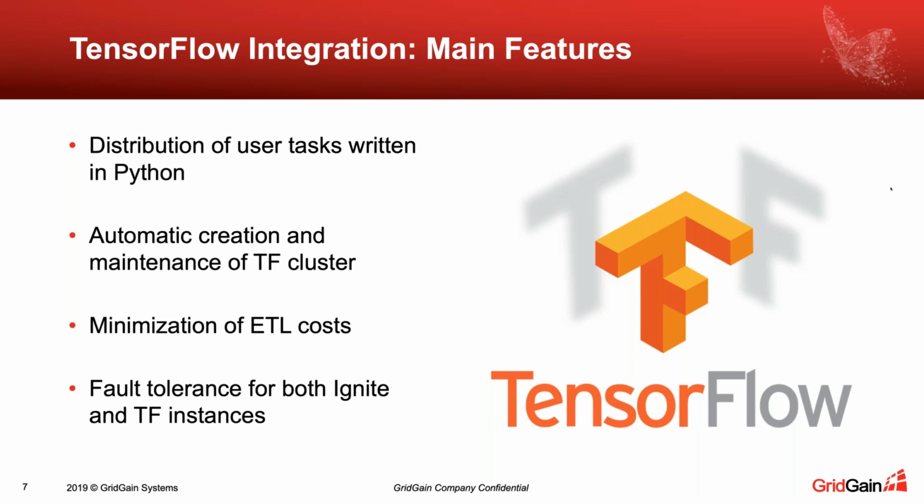You know that TensorFlow is fault tolerant, Ignite is fault tolerant, and whenever you're running your deep learning calculations, which can last for hours or days, if anything fails, it doesn't mean that you need to start from scratch. Both Ignite and TensorFlow will write down the state, and they will restart the calculation from the point of failure.